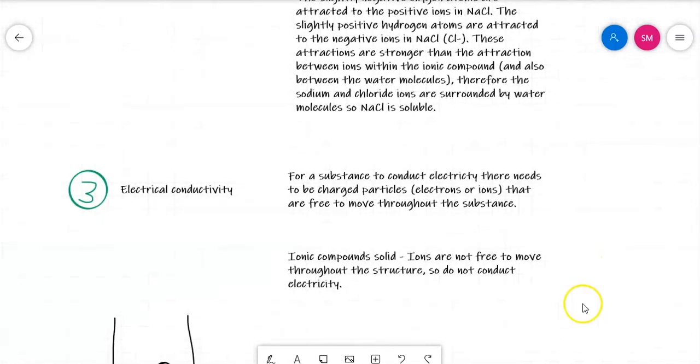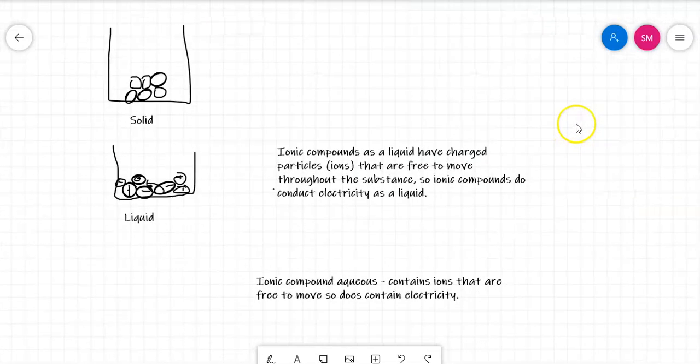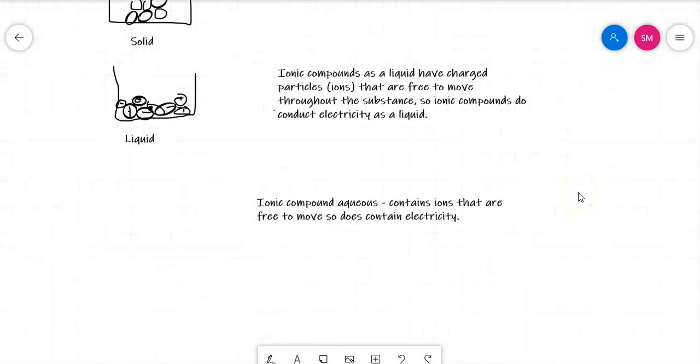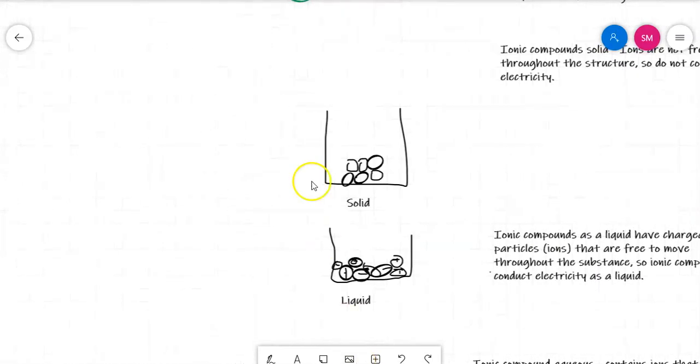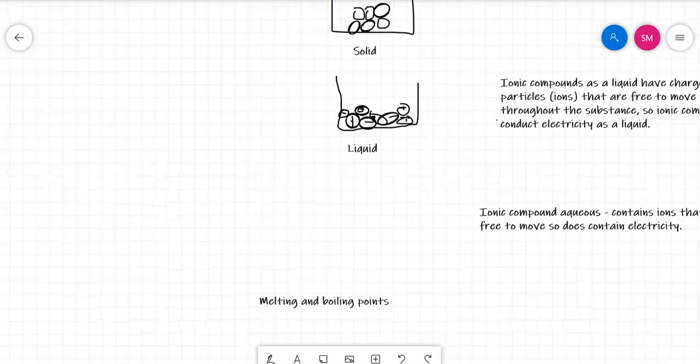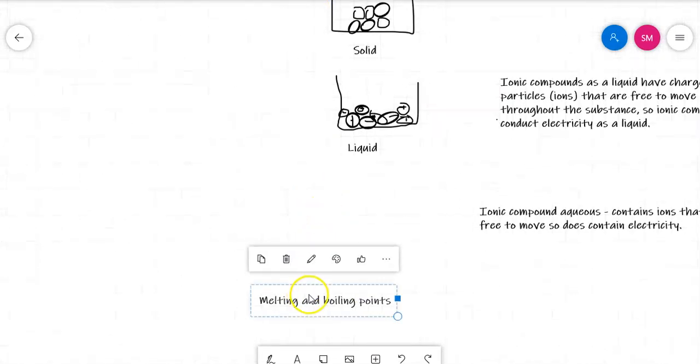So we will now move on to melting and boiling points. So we'll look at melting and boiling points. This is the fourth property that we're looking into.